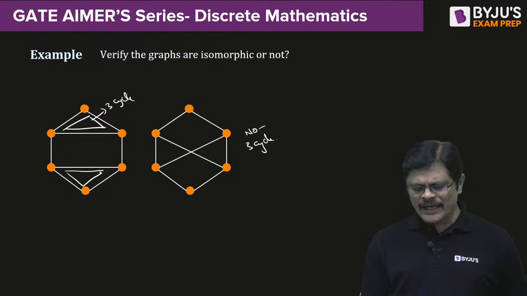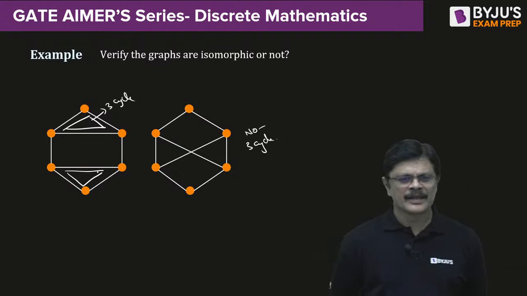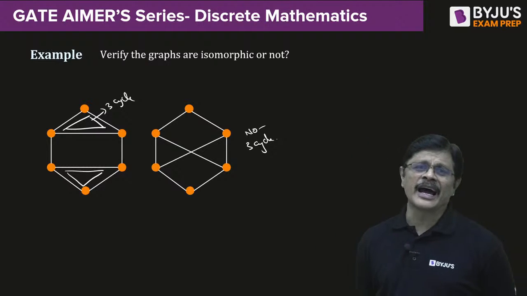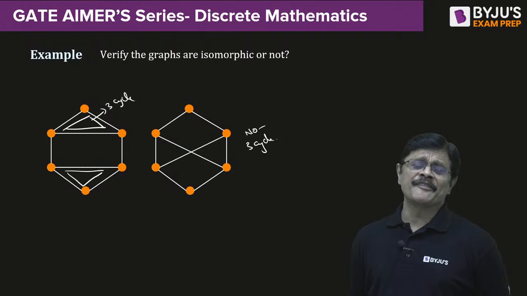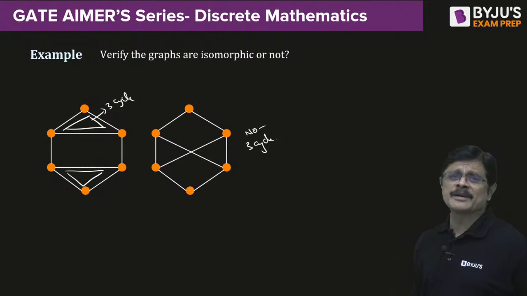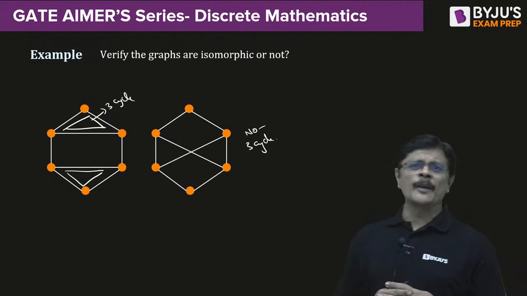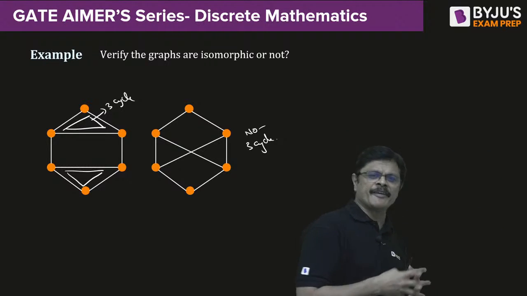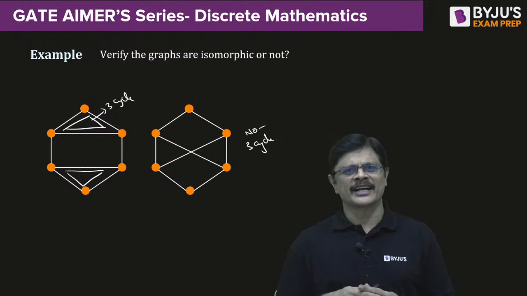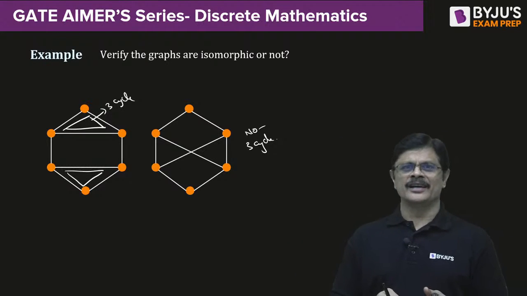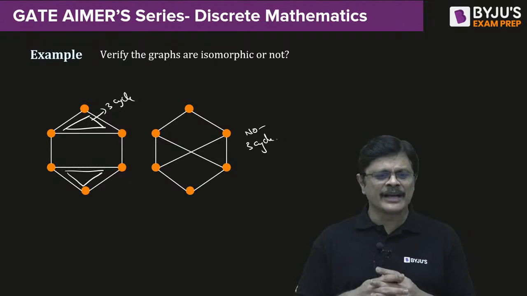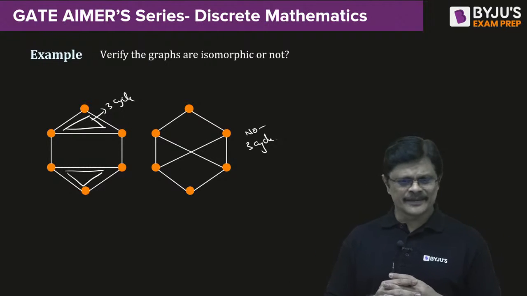That is only a necessary condition, not a sufficient condition for isomorphism. The sufficient condition is that adjacency must be preserved. They are not preserving adjacency. A simple adjacency verification: there is a 3 cycle in the first graph, but there is no 3 cycle in the second graph. Here there are two 3 cycles in the first graph, but I couldn't find even a single 3 cycle here.